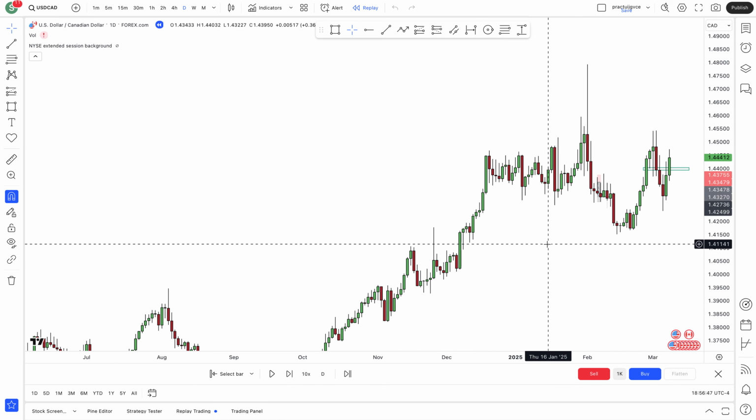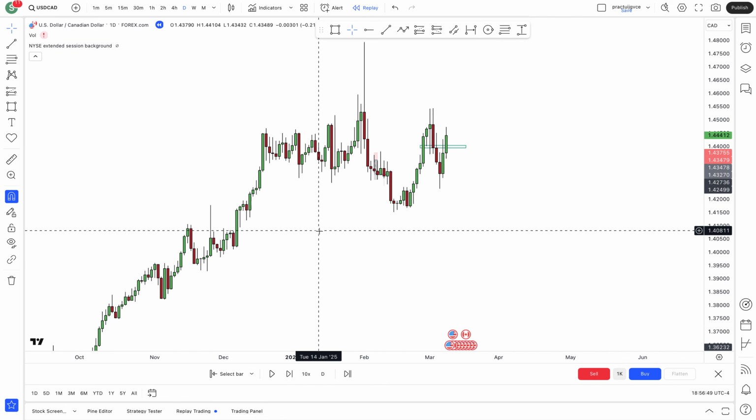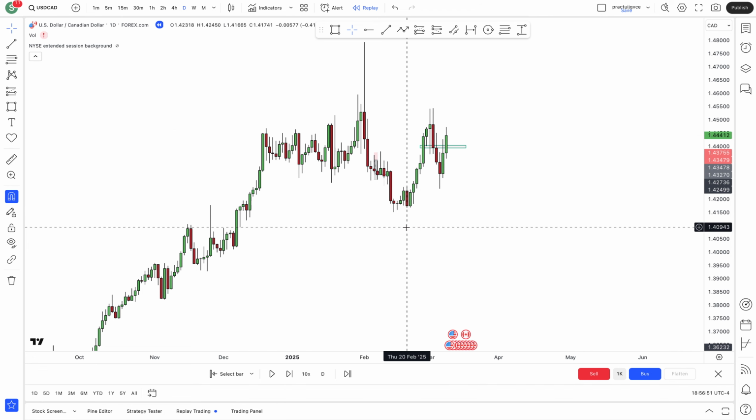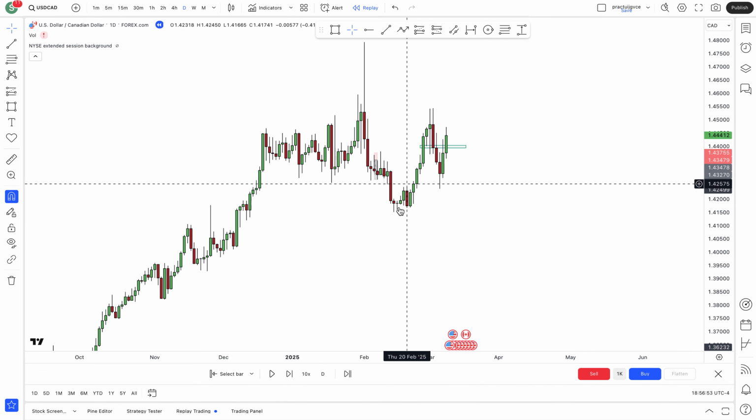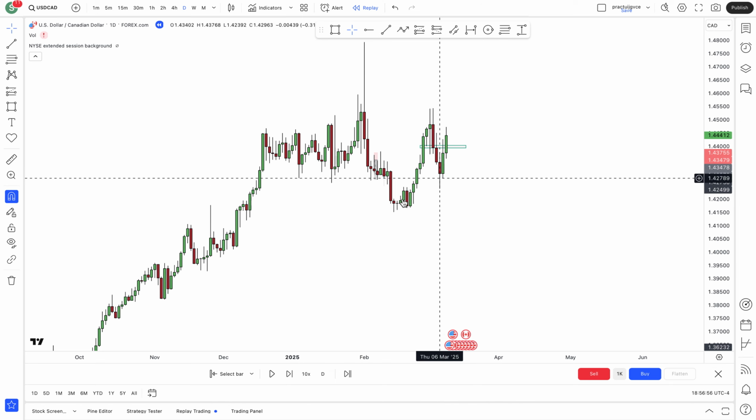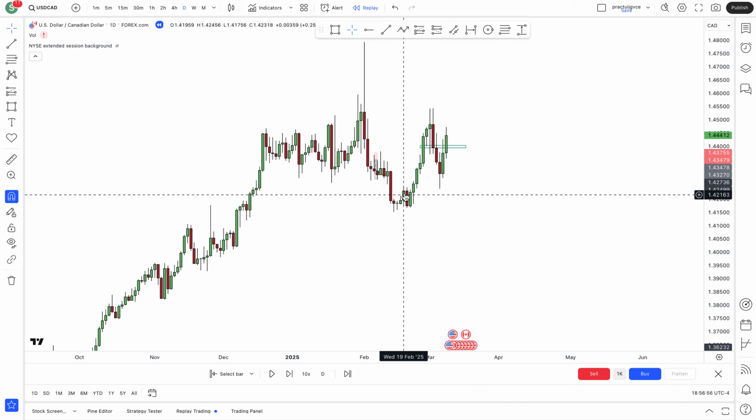So looking at this, we're in a bullish market structure. We were kind of consolidating. We came down. Then we had this giant run up. We came down, little pullback into this demand area, support area. And then we started pushing up back towards this high.